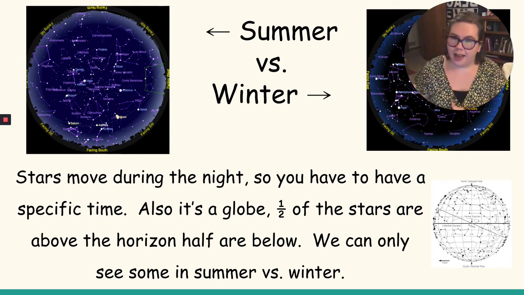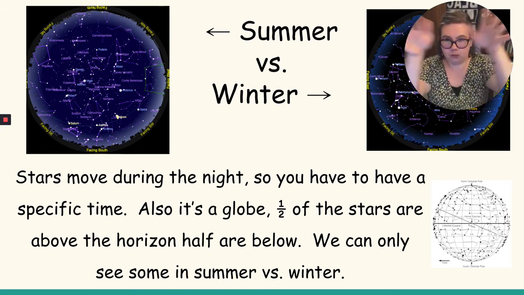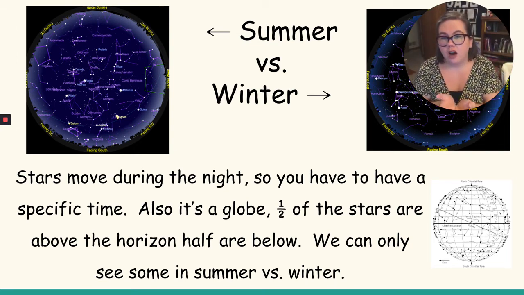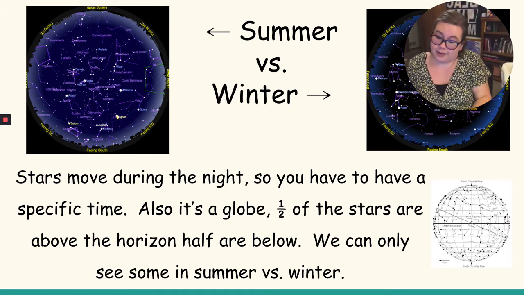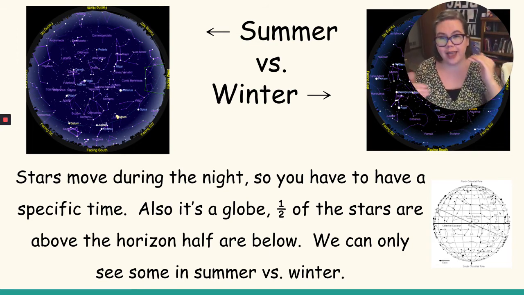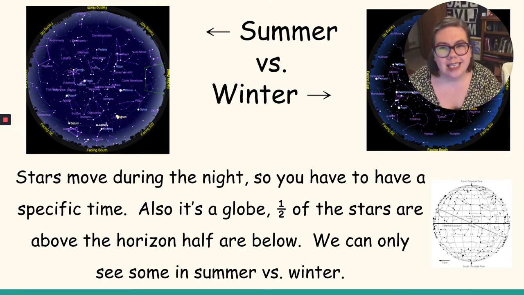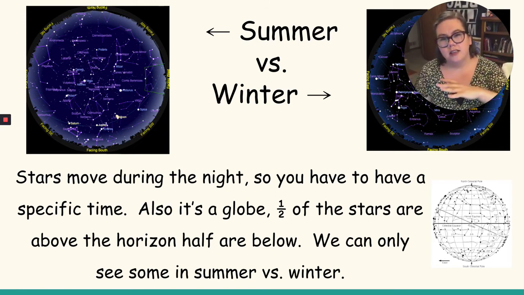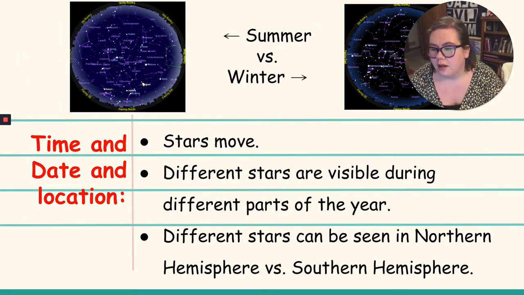At the same time, because our Earth is a globe, and what we're seeing is a globe, half of the stars are above the horizon and half of them are below. Half of them we could see and half of them we can't. And so we actually have different constellations and different stars that we can see in the summertime versus the wintertime. So that's an important piece of information we need. So time and date and location.